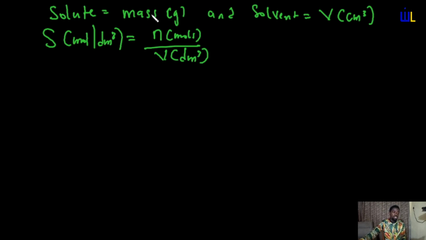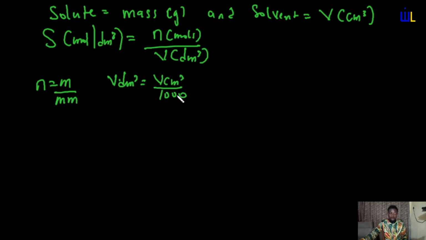We find an expression that relates number of moles to mass and replace the number of moles, and find an expression that relates volume in dm cube to cm cube and replace it. We already know those things. Number of moles is equal to mass over molar mass, and volume in dm cube is equal to volume in cm cube all over 1000. So wherever we have number of moles, we replace it with mass over molar mass. Wherever we have V dm cube, we replace it with V cm cube over 1000.